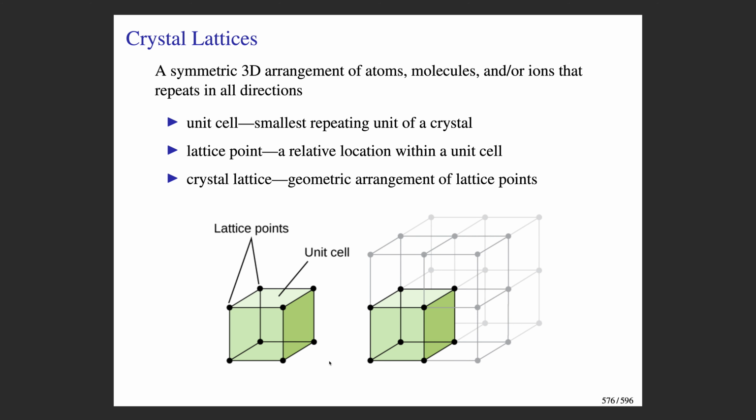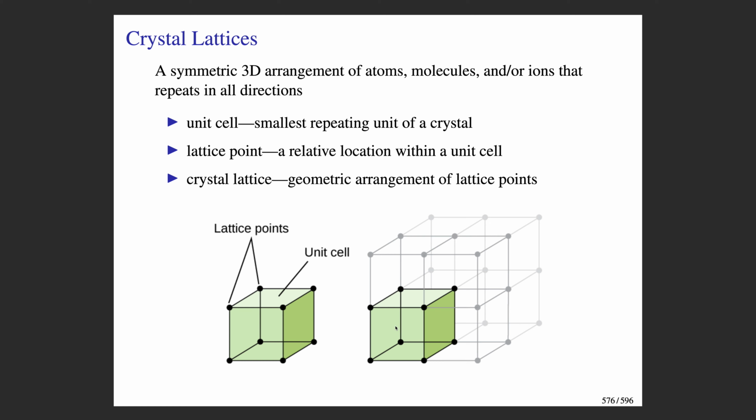So the term crystal lattice, in chemistry at least, refers to a typically symmetric three-dimensional arrangement of either atoms, molecules, or ions that repeats itself in all directions. And the smallest unit of the crystalline substance is called the unit cell. And so here's a simple cubic unit cell.